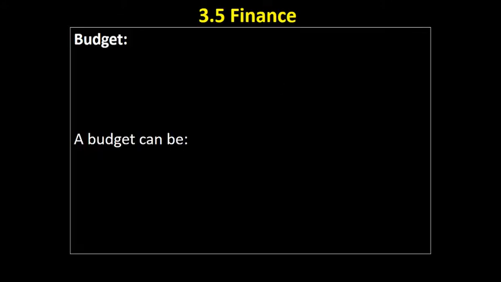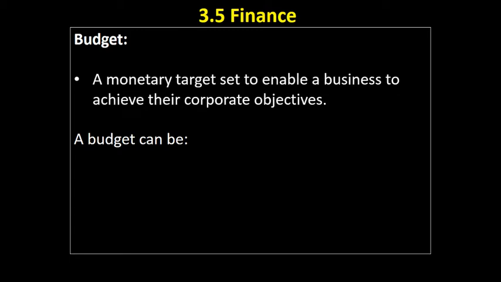So a budget is really simple. A budget is a monetary target set to enable a business to achieve their corporate objectives. So just like you might set yourself a budget for your weekly or your monthly spending, or how much you intend to earn at work, businesses will set a target. The key thing is they need to always have their corporate objective in mind. What are we trying to achieve as a business? How is setting this budget going to help us achieve that objective?